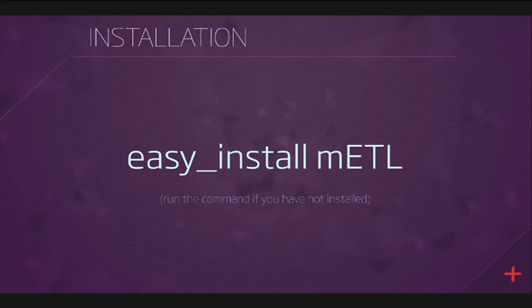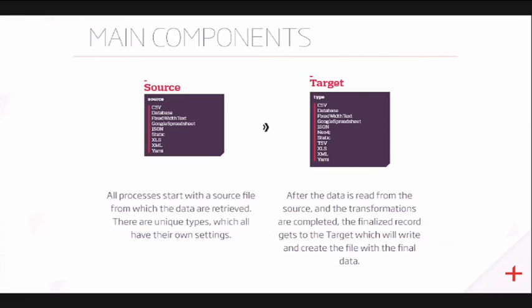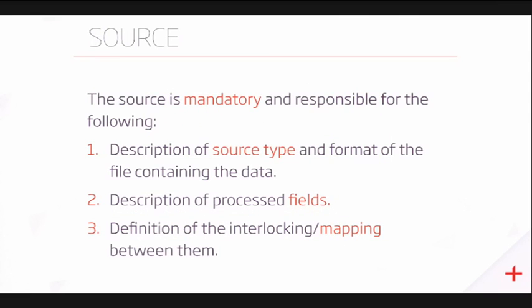Okay, so back to the 2 main components. This was the source and the target, and the source has 3 responsibilities. The first is to define the source type, the data type you want to retrieve from. It could be a CSV file, a database, or almost anything. You need to describe the fields you want to read, because it can't load automatically and define what kind of fields that file could contain. And the third, you need to define the mapping between these fields and the data which is located somewhere in the file.